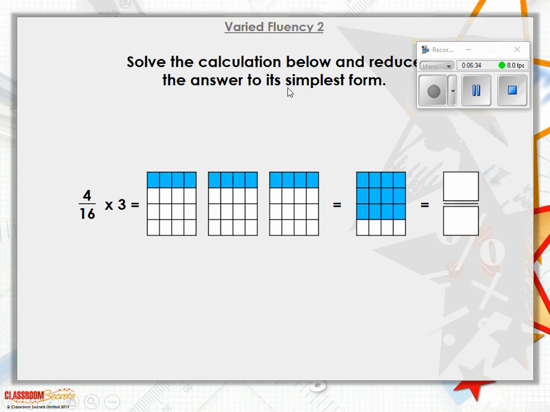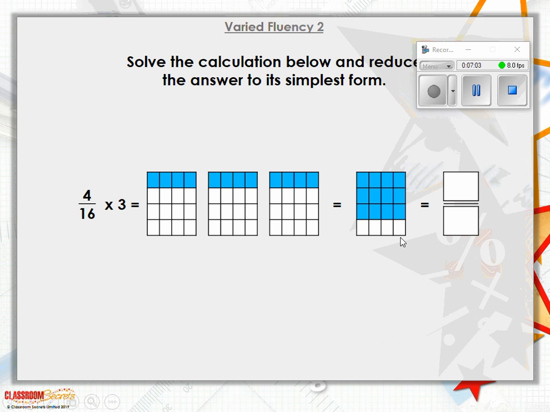Solve the calculation below and reduce the answer to its simplest form. So we've got 4/16 times 3. So that's 1 lot, 2 lots, 3 lots of 4/16. 4 parts have been shaded and there are 16 equal parts.